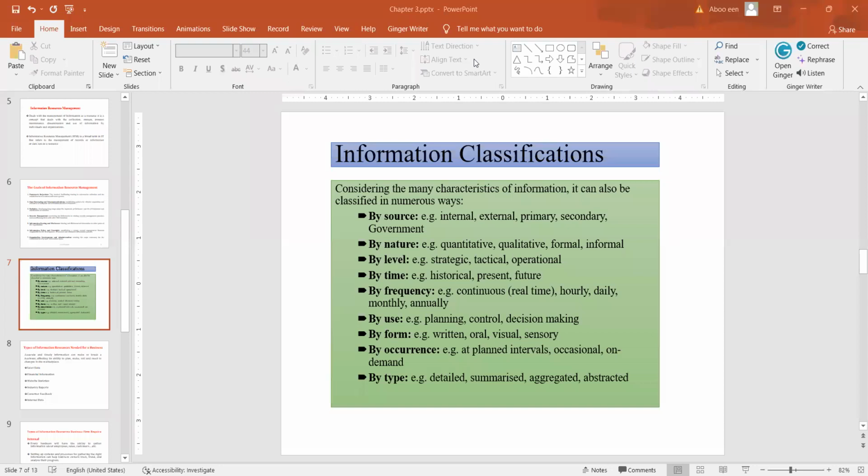Don't type the answer in the chat box. Please, you can openly speak. When I ask the question, you can openly speak. Don't type the answer in the chat box. Okay, any other information organization need?